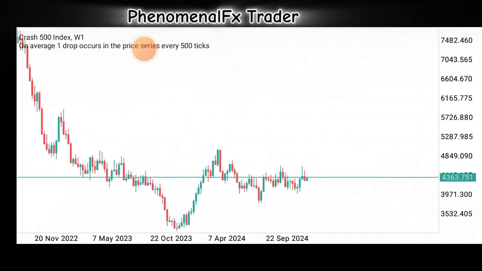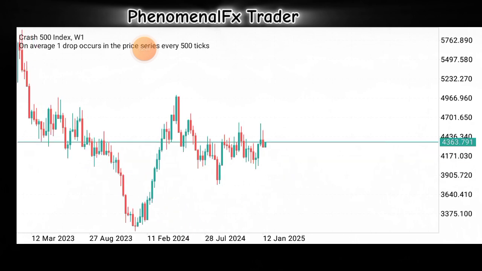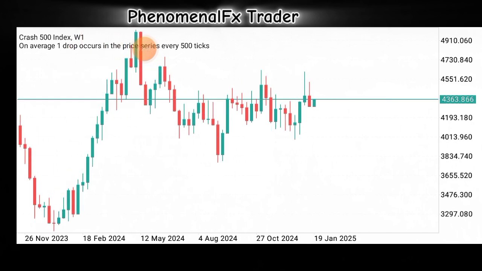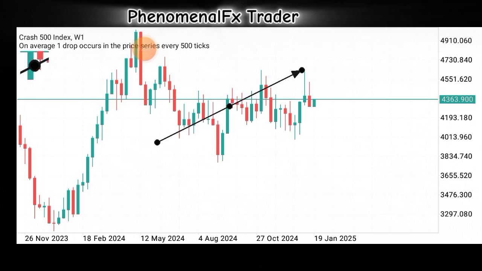Let me check Crash 500 on the weekly time frame. Oh, this one shows that it might be selling this week. You can see the previous week, the way it closed, and the previous 2 weeks. You can see that the market closed with a very long week here, rejection here, there's another rejection, and it closed bearish. So what the market is doing now might just be a little buy so that it will continue selling.